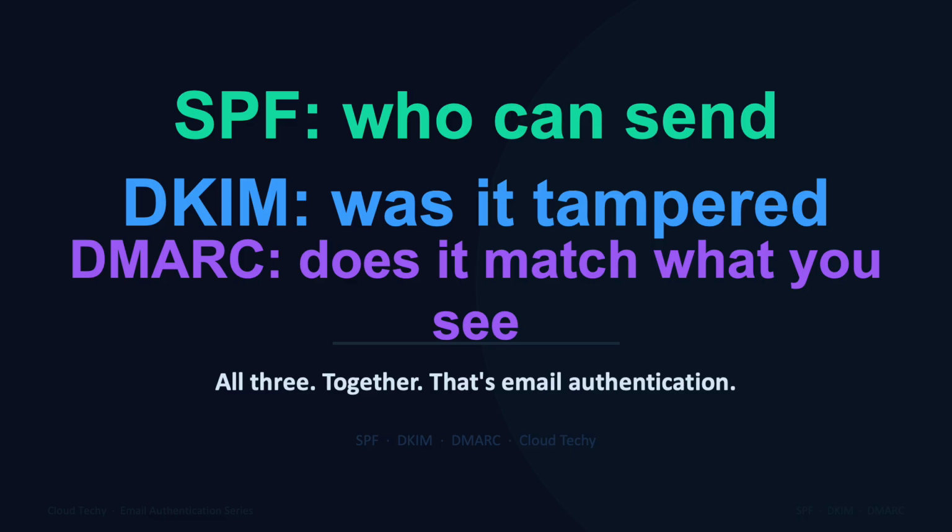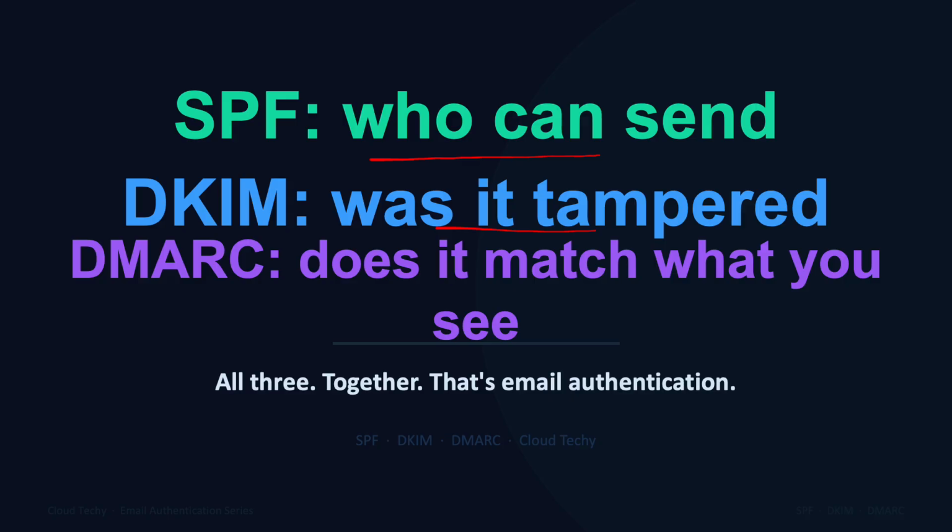Let's bring it all home with one mental model that ties the three together so you never mix them up again. SPF answers who is allowed to send. It's a public list in DNS of the servers permitted to send email for your domain, and receiving servers check the sending IP against it. DKIM answers was the message tampered with. It's a cryptographic signature that proves the message was authorized by the domain and arrived unchanged, verified using a public key published in DNS.